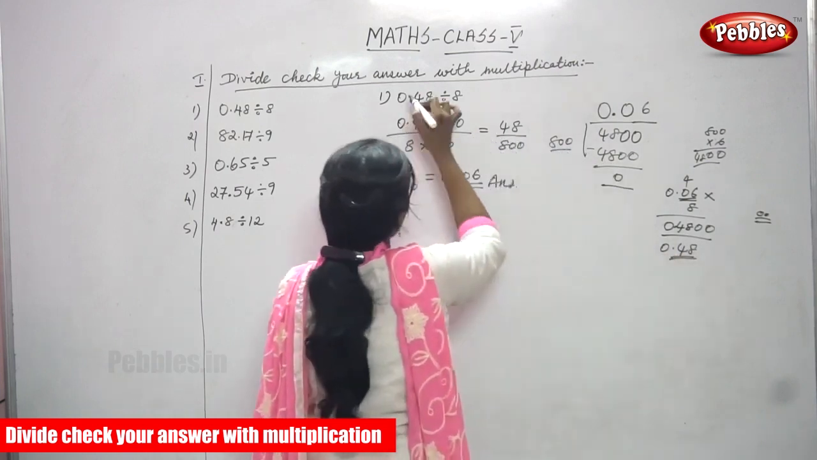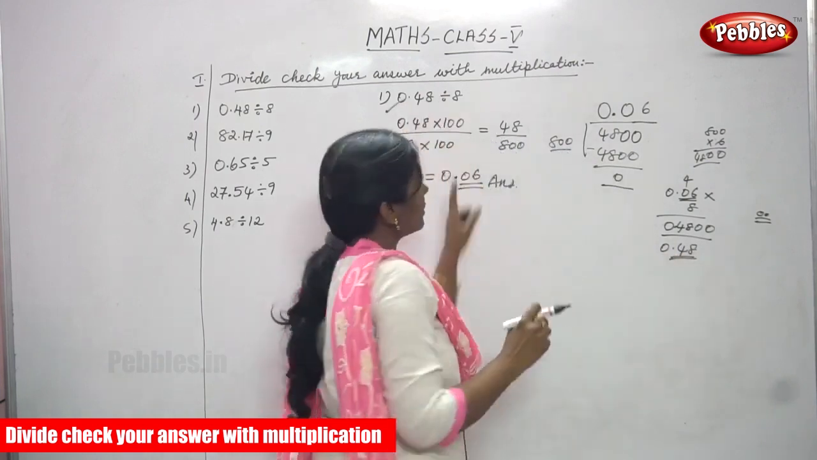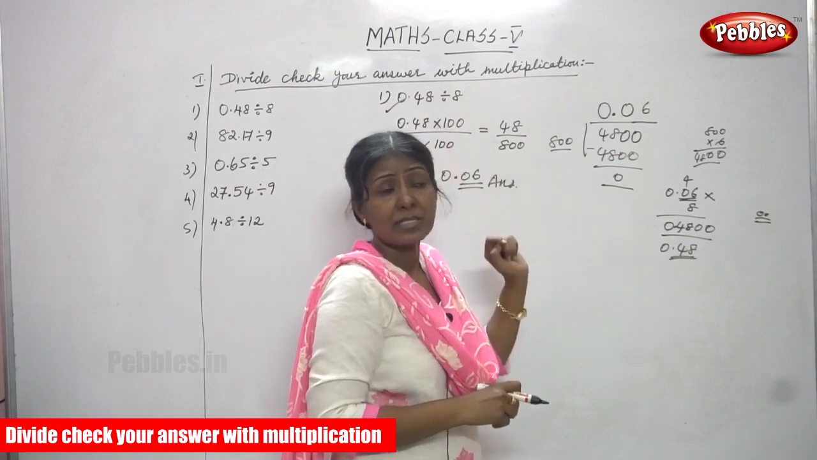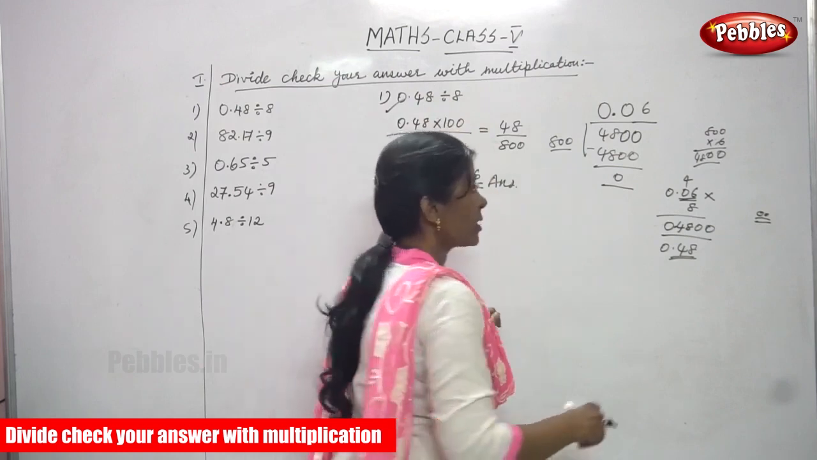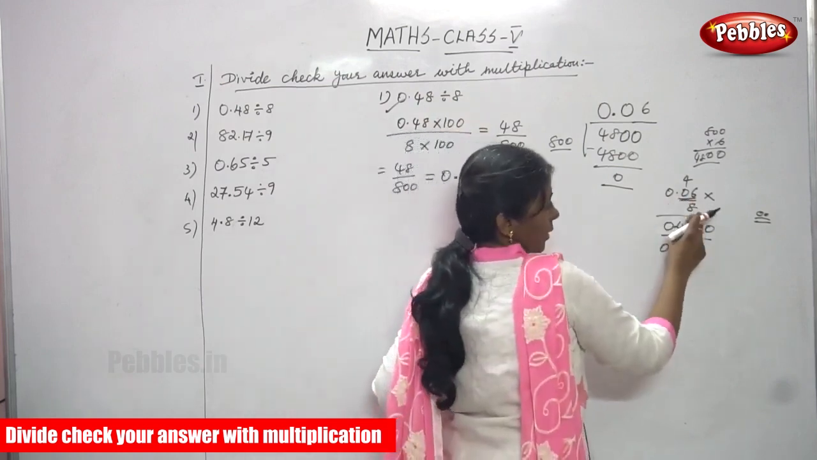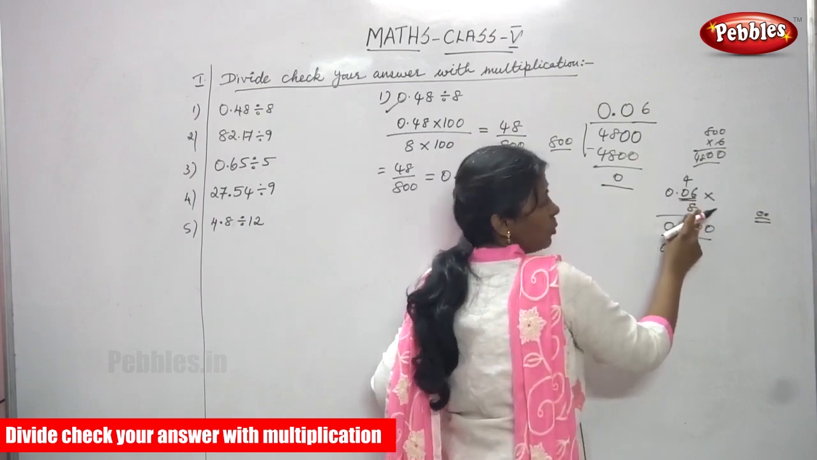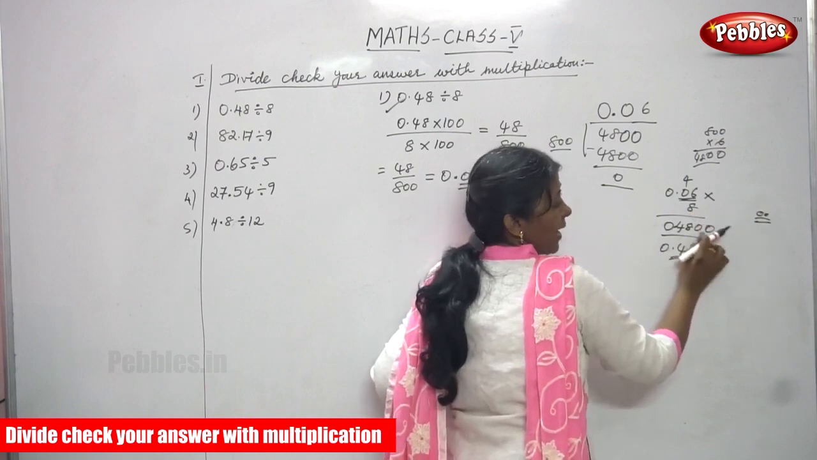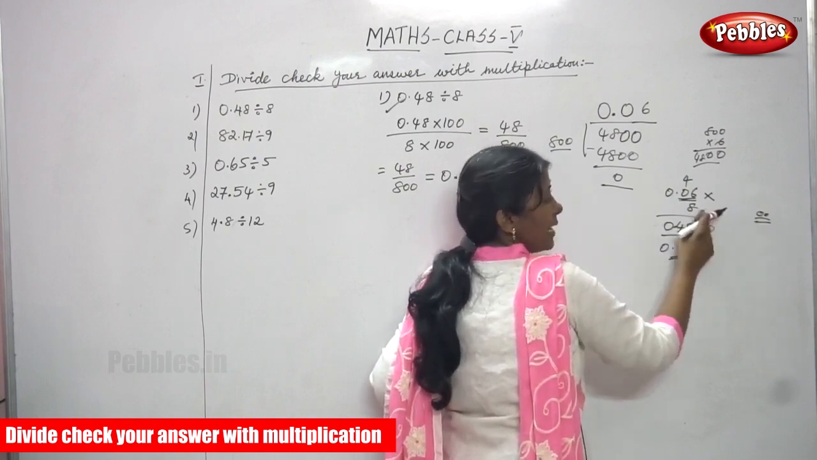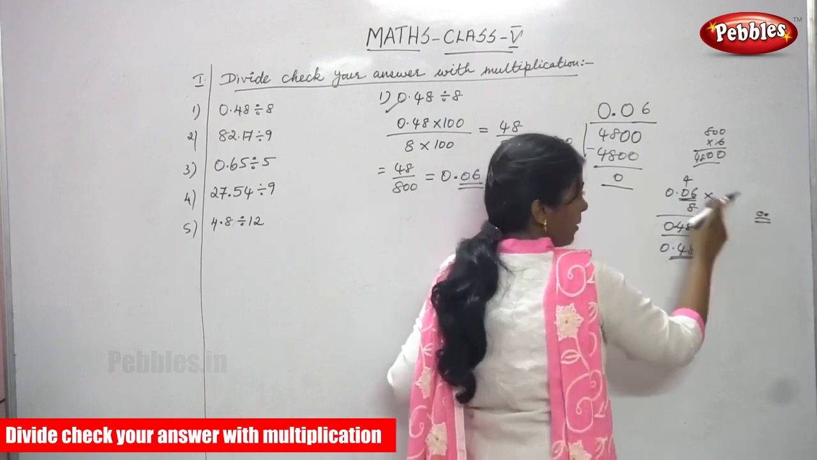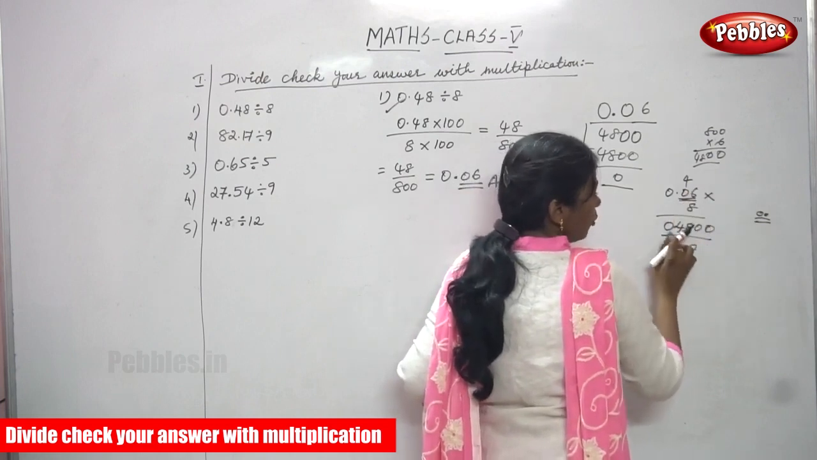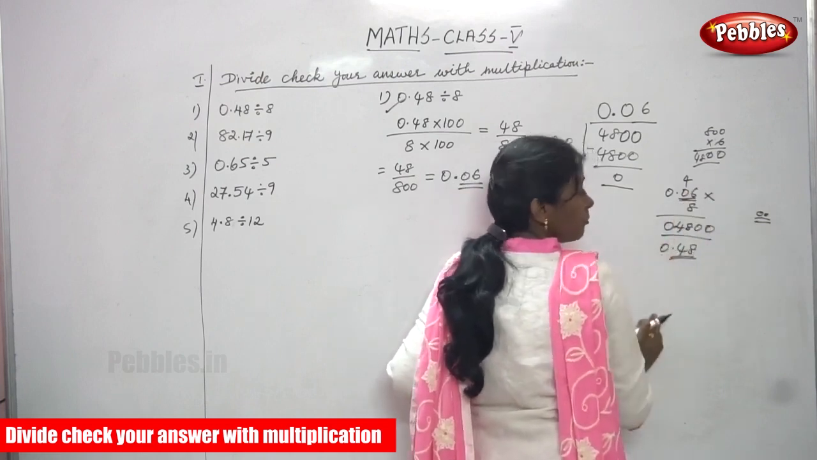The dividend has come, so the answer is correct. Again I'll tell you, 0.06 into 8 you can get 0.48, but 800 you have to multiply, and after that add 2 zeros. How many zeros? 2 plus 2, 4. 1, 2, 3, 4. So the answer is 0.48.